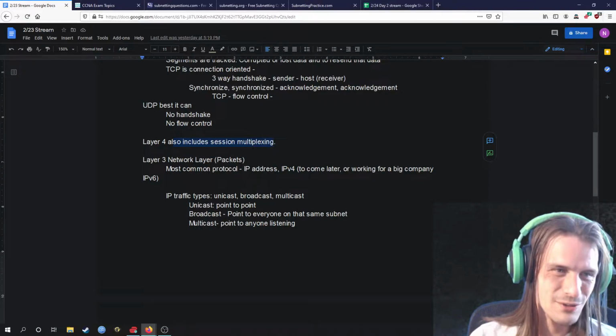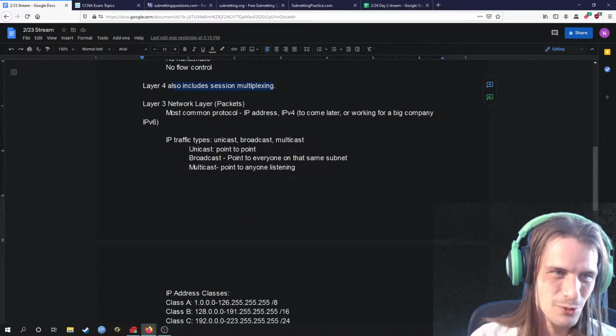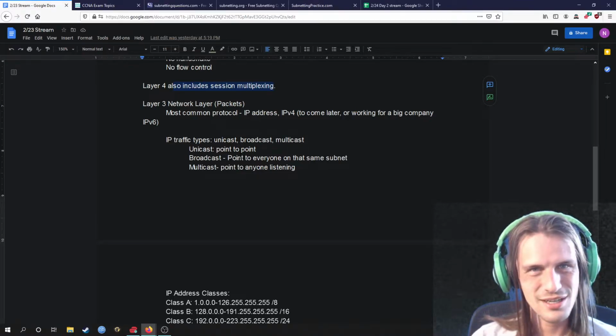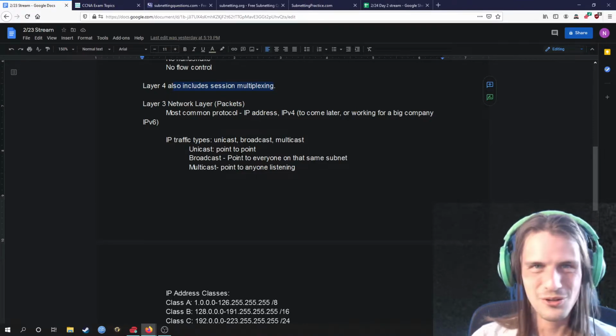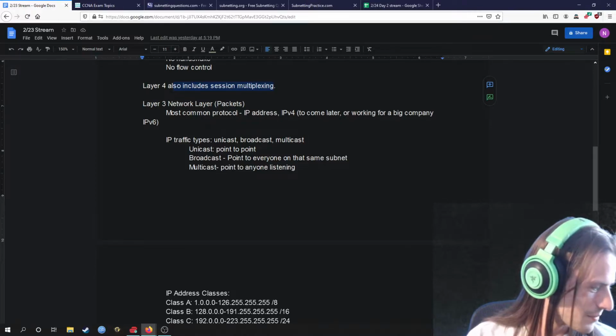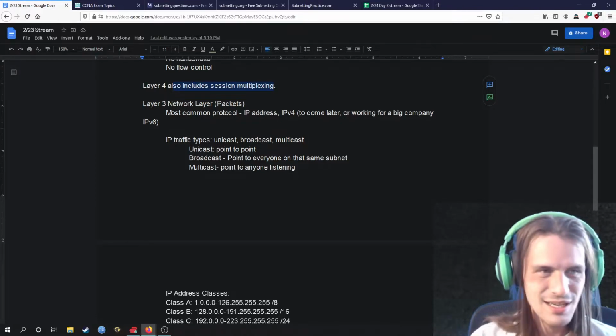Layer 4 also includes session multiplexing. That's to do with ports. That's so it can keep track of all your data, because you're constantly sending information out and constantly bringing information in, and it's not all on the same program. It's not all going to the same host.